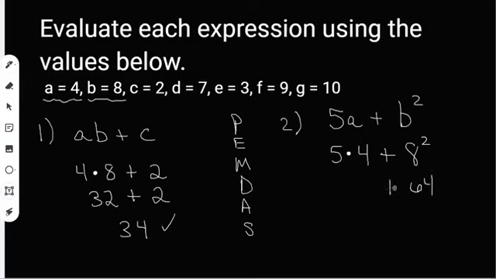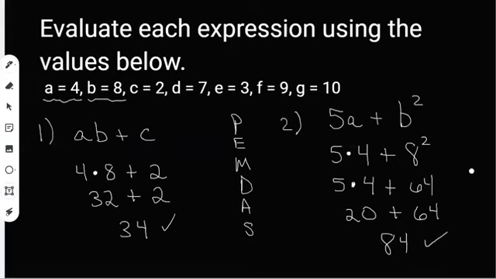I have this plus sign in the middle, so I'm going to bring that down. And I still have 5 times 4. So now we've got multiplication to do. 5 times 4 gives me 20. I bring down my plus 64. And then the last thing I do is I add. 20 plus 64 is going to give me 84. So that's going to be my final answer.